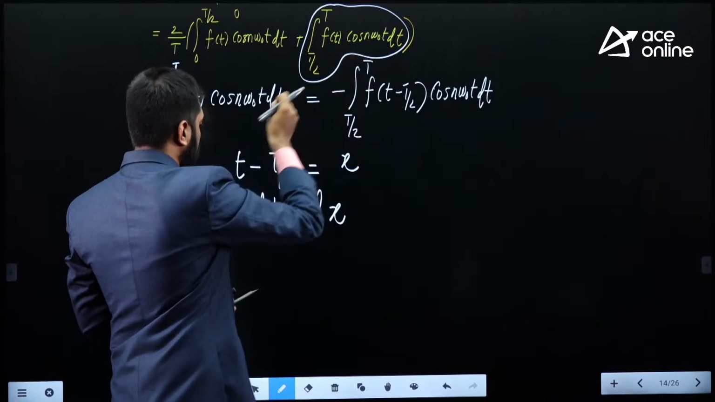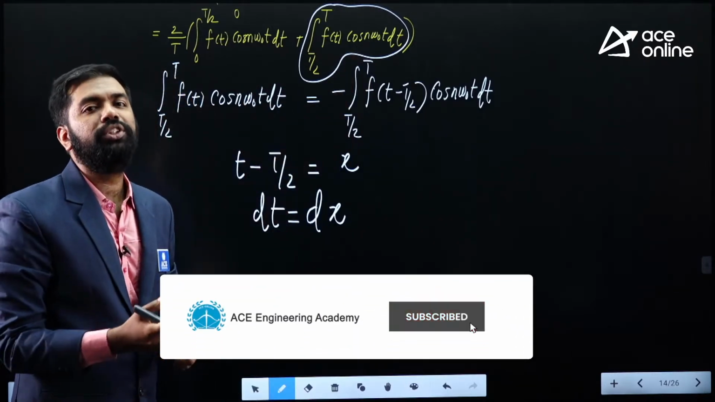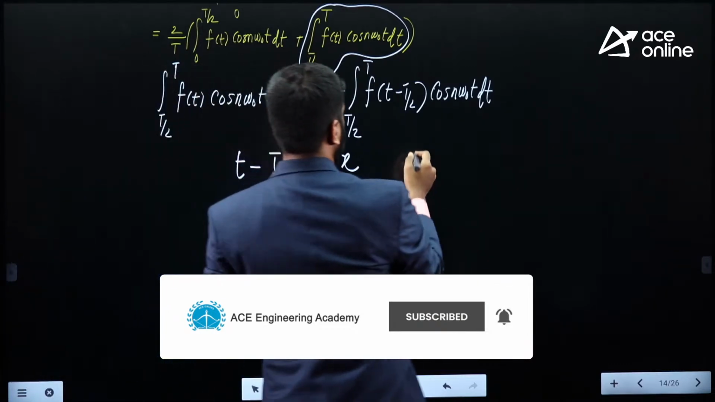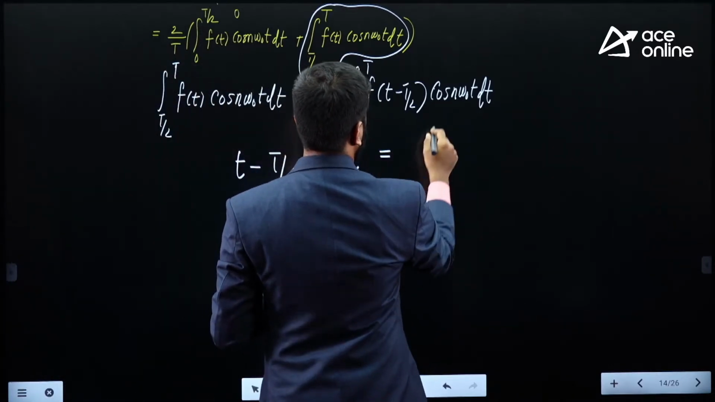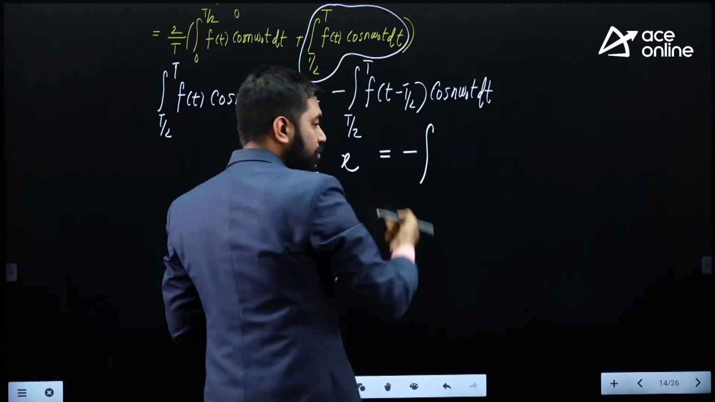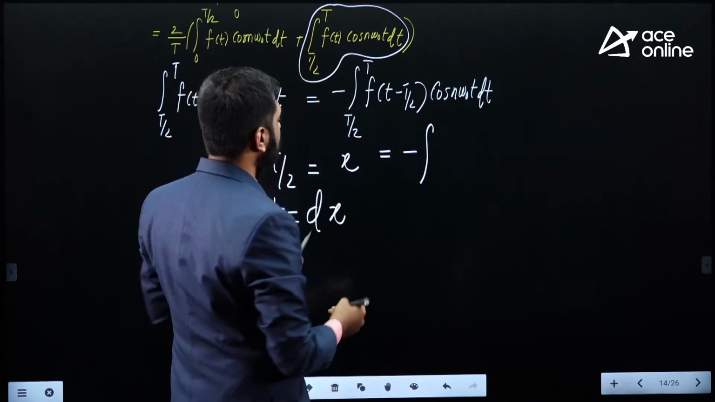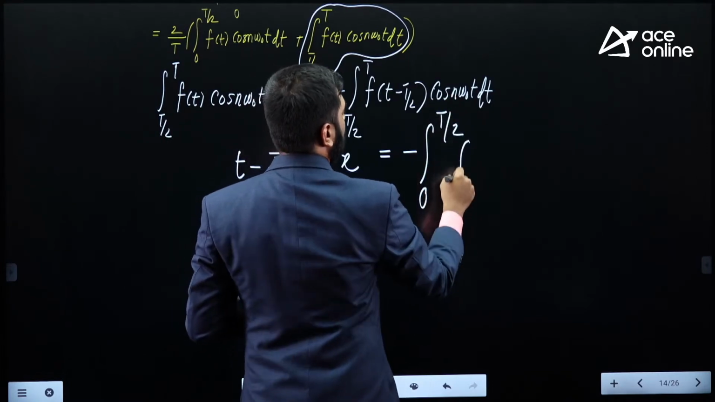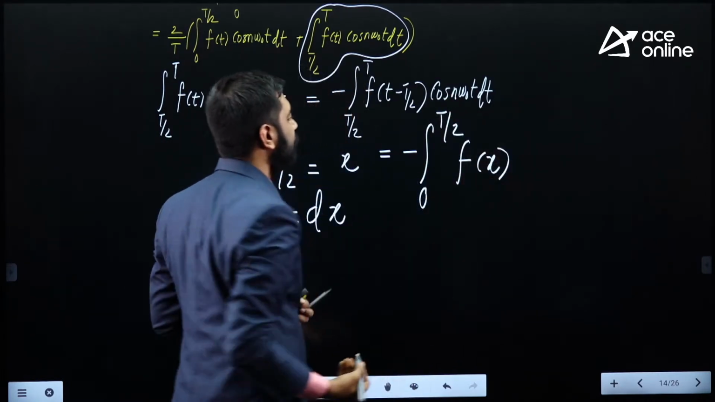You take the upper limit, put it here: t minus t by 2 is t by 2. I have the new limits now. So this integral is simplified like this. There's a minus sign, so this is going to play a crucial role. There's a minus sign here, 0 to t by 2, and then it's simply f of x.